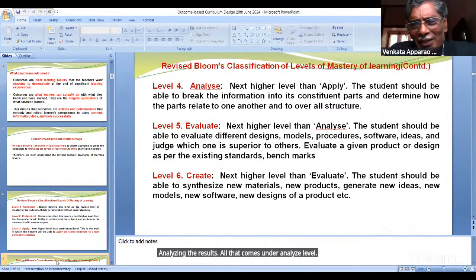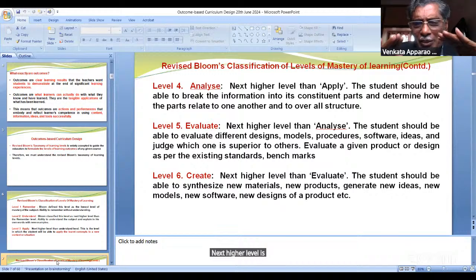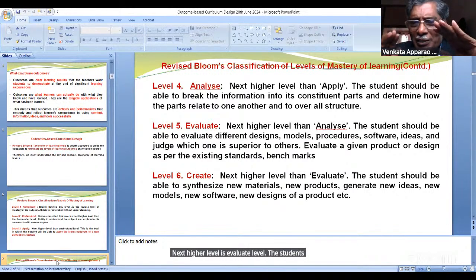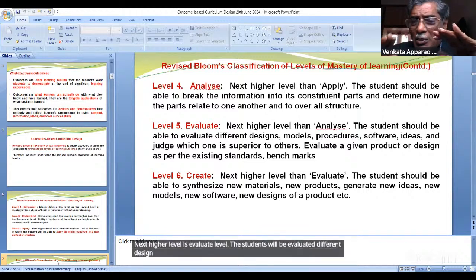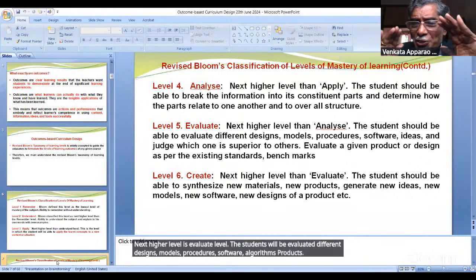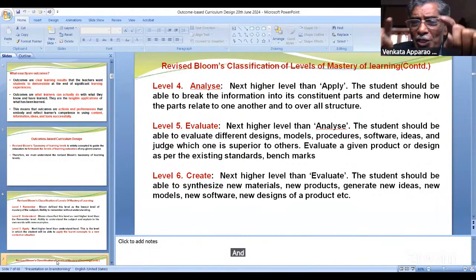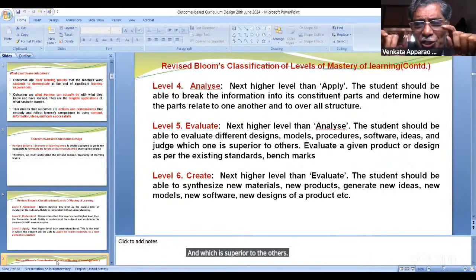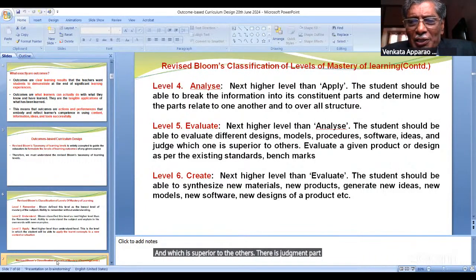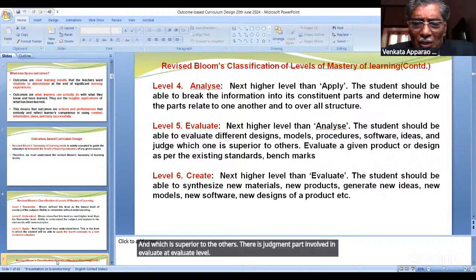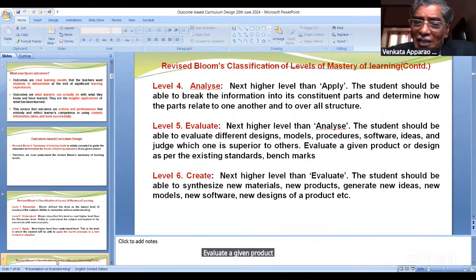Next higher level is evaluate level. The students will evaluate different designs, models, procedures, software, algorithms, products, and judge which is superior to the others. There is a judgment part involved in evaluate level. Evaluate a given product as per the existing standards and benchmarks.